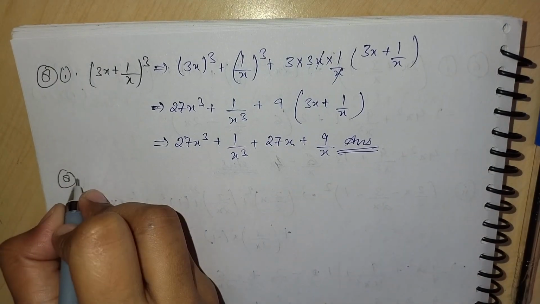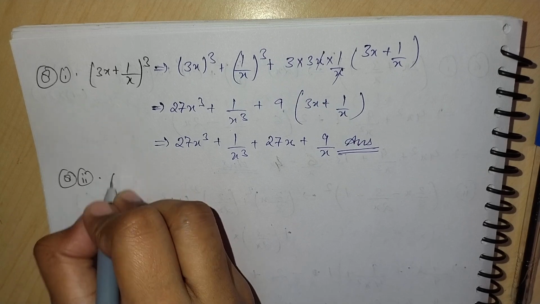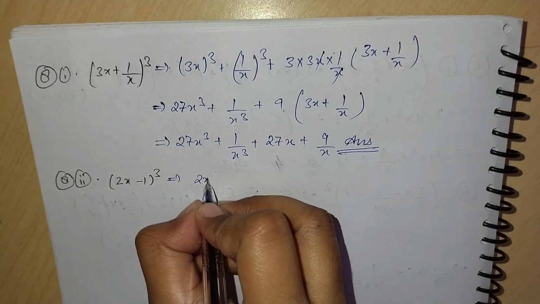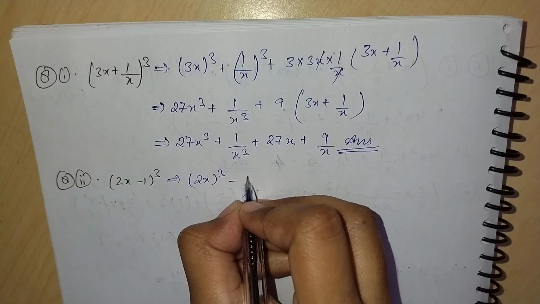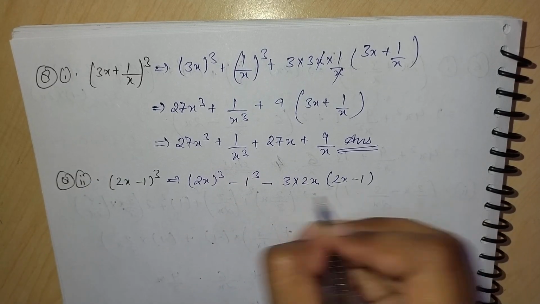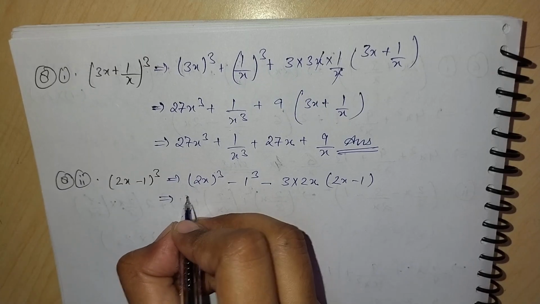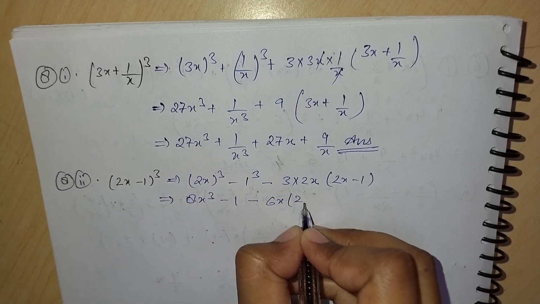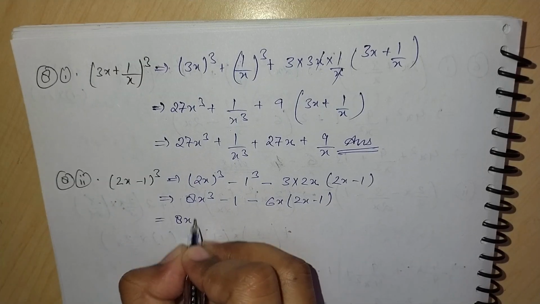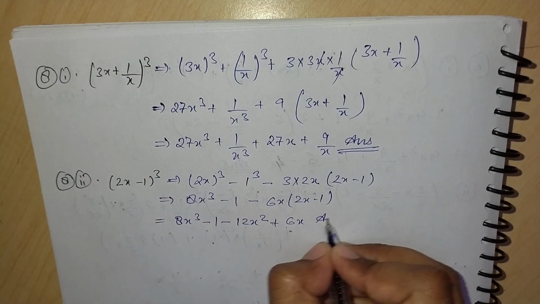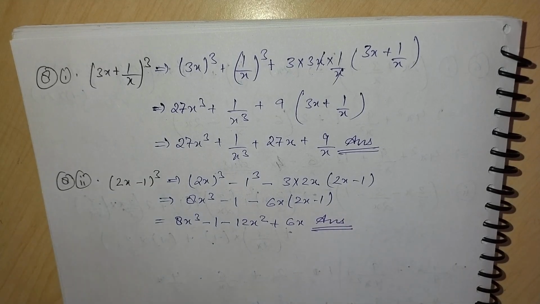Now the second part here is (2x - 1)³. On solving this part, we will get (2x)³ - 1³ - 3 into 2x, here (2x - 1), equal to 8x³ - 1 - 6x(2x - 1), equal to 8x³ - 1 - 12x² + 6x. So this is the answer in this question.